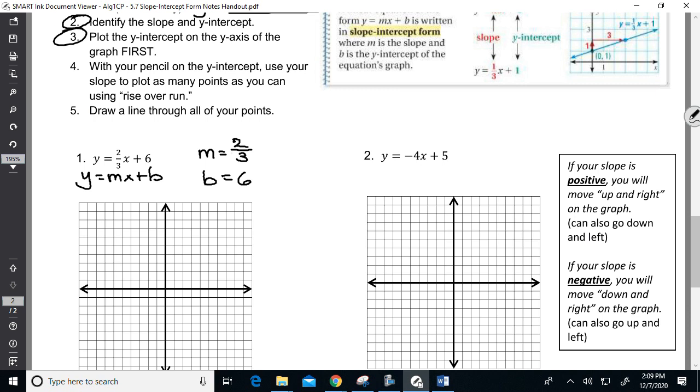All right, step 3. Plot the y-intercept on the y-axis first. So go to the y-axis, find where 6 would be, and put a dot on it. So there you go.